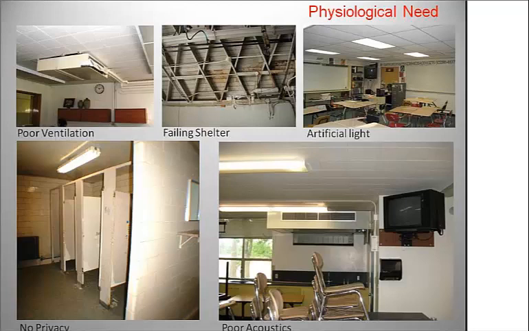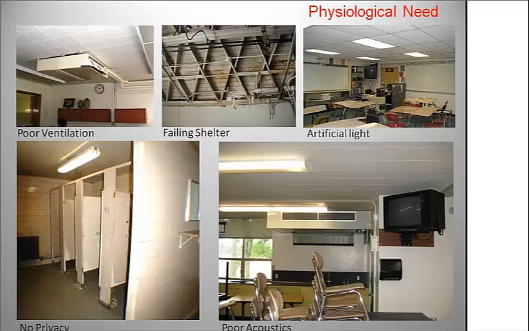As we move around, you can see failing shelter there in the middle where the building's actually falling apart, and then artificial light. It's been proven in both office and educational environments that people desire natural daylight, and there have been a number of studies that have shown that it helps improve scores. And then poor acoustics, especially in elementary schools where young children are learning new words and learning how to enunciate. They need to be able to hear the instructor pronounce and say the words. And then privacy. So many schools have restrooms that none of us on this webinar would ever want to use.